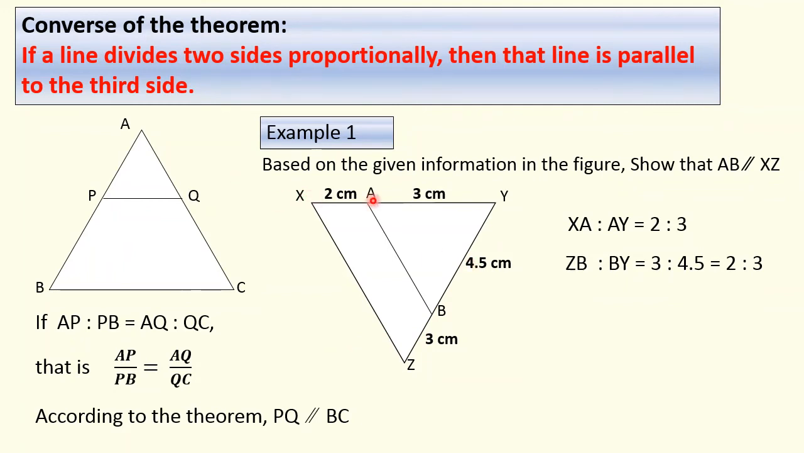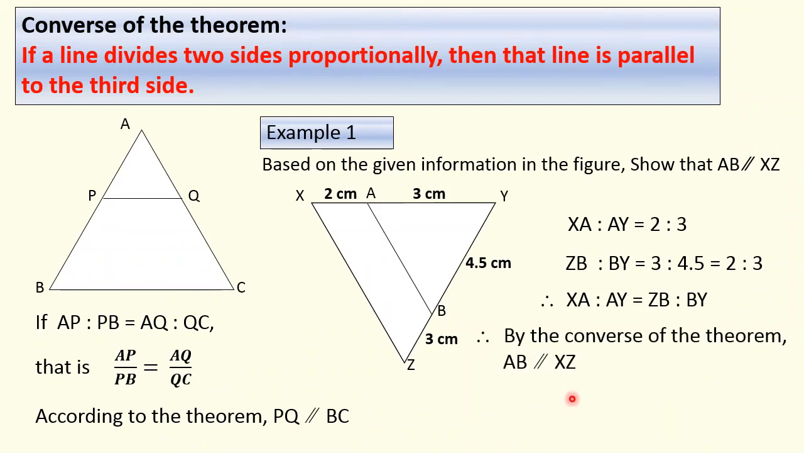In the first case, here also the ratio is 2 to 3. So the ratios are equal. That means XA is to AY equals ZB is to BY. Since these ratios are equal, by the converse of the theorem, if the ratios are equal, the lines are parallel. Therefore, AB is parallel to XZ. This is the converse of the theorem.